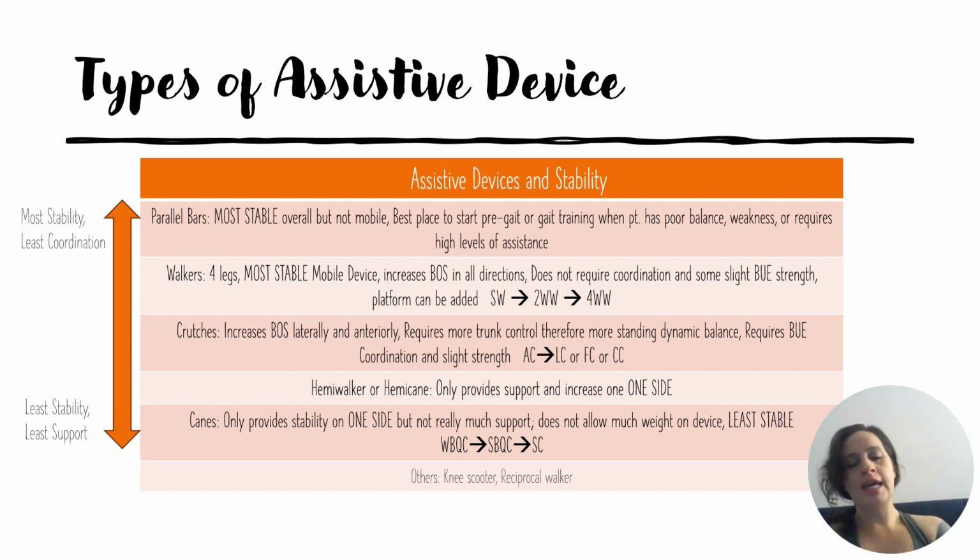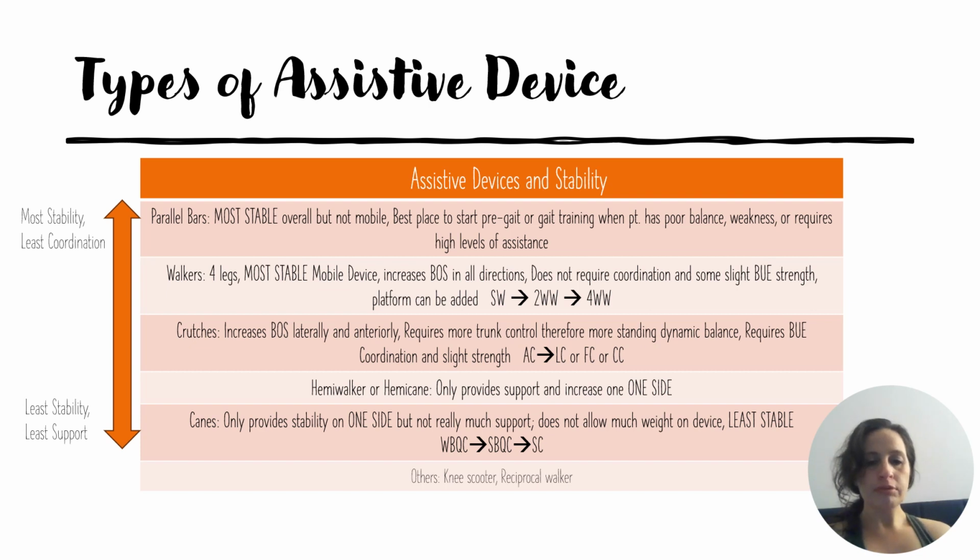And the LCFCCC stands for Lofstrand crutch, forearm crutch, or Canadian crutch, which are the three names for that forearm crutch. Same thing, it has different names. The board is most likely going to use either Lofstrand or forearm, not Canadian, but just keep in mind that that is another name.